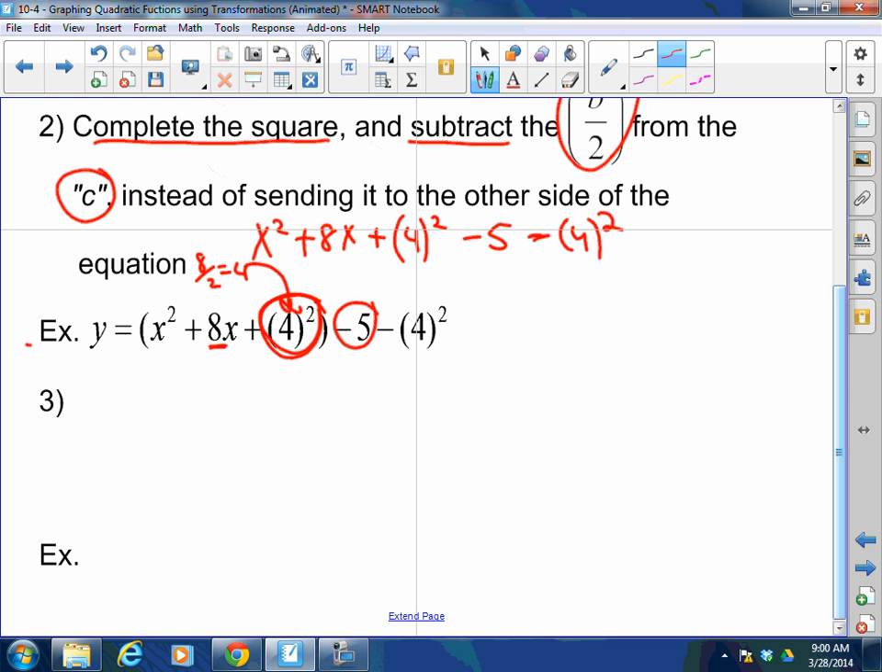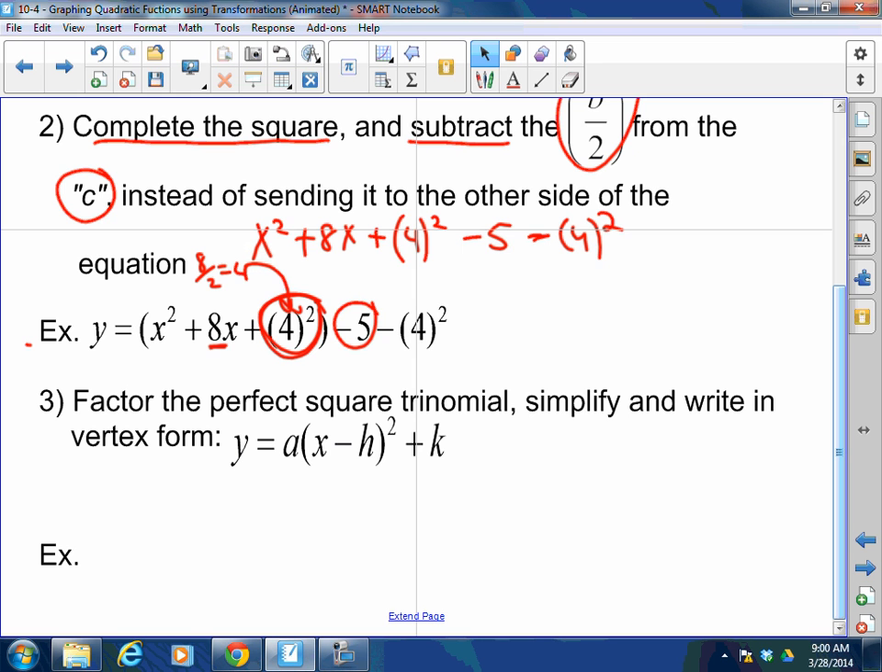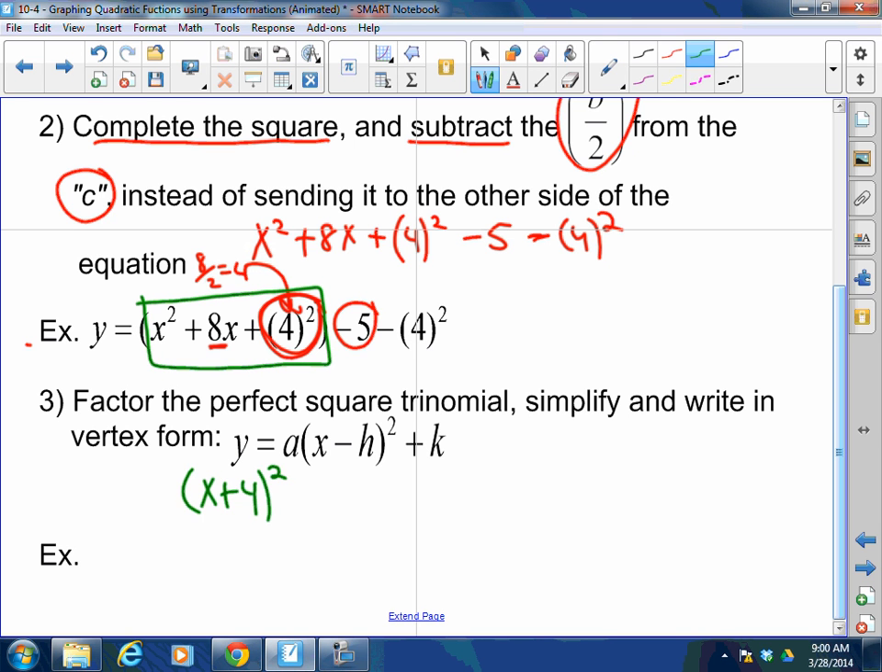Now, here comes the easy part. Go ahead and factor the perfect square trinomial, simplify, and write in vertex form. What does this factor out to be? x plus 4 squared, right? And then what's negative 5 minus 16? Negative 21.